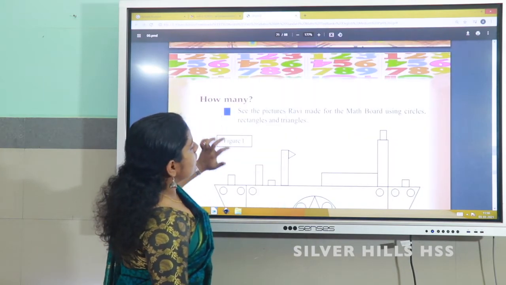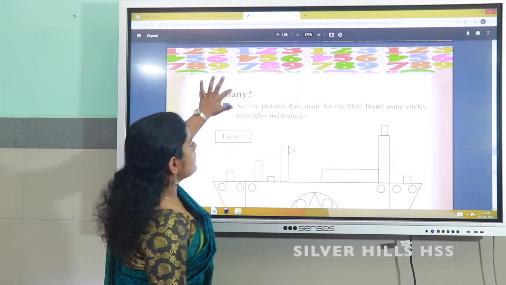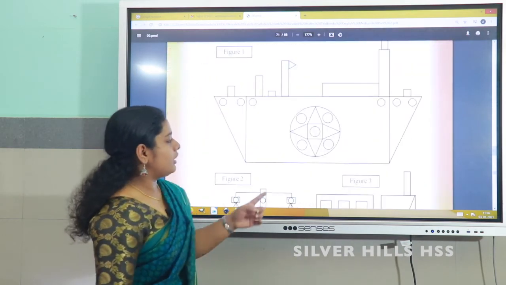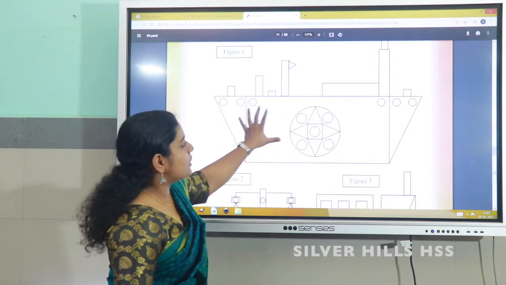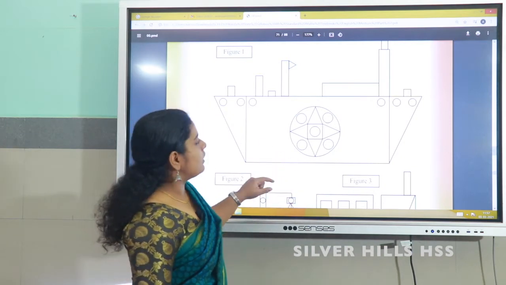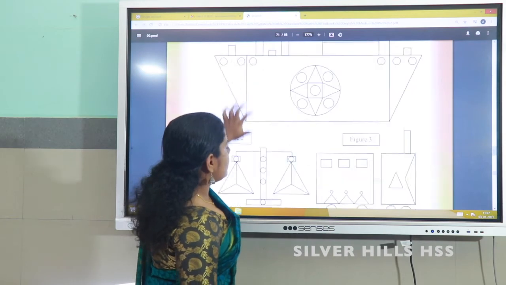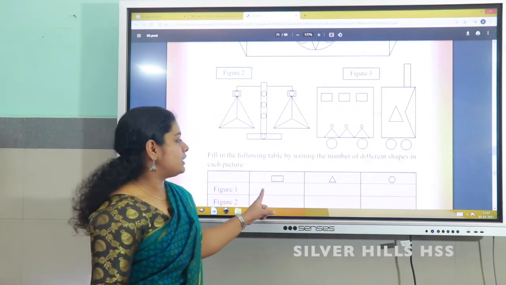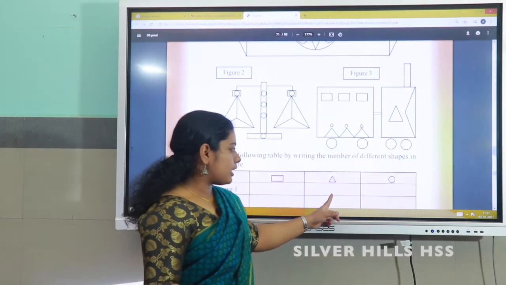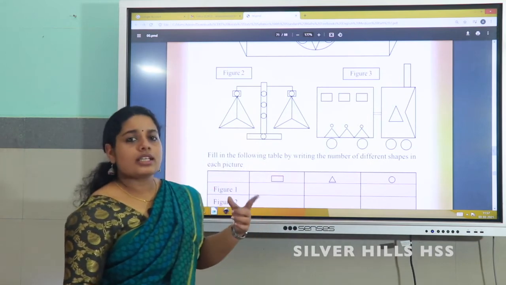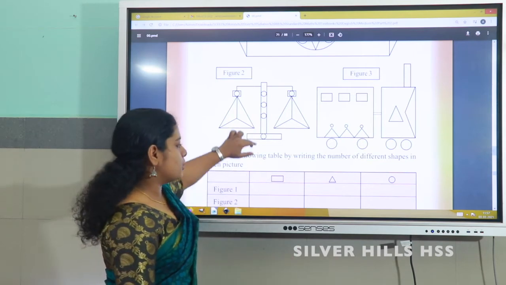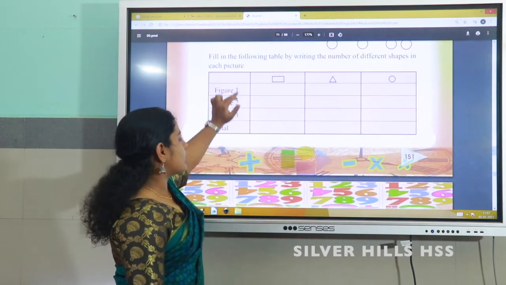Next we have, see the picture Ravi made for math board using circles, rectangles and triangles. There are so many figures. See, this is the first figure. This picture is made of so many shapes: circle is there, triangle is there, rectangle is there. So what you have to do is count the number of shapes in each figure. That is, in figure 1, how many rectangles, how many triangles, how many circles are there. In each figure you have to count the number of different shapes and fill the table in the textbook. Very interesting activities.